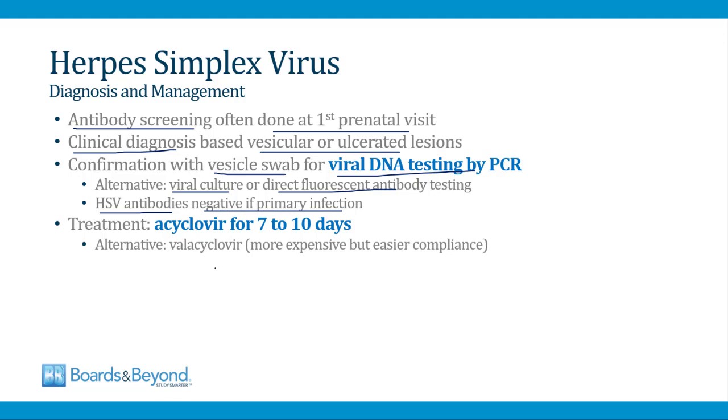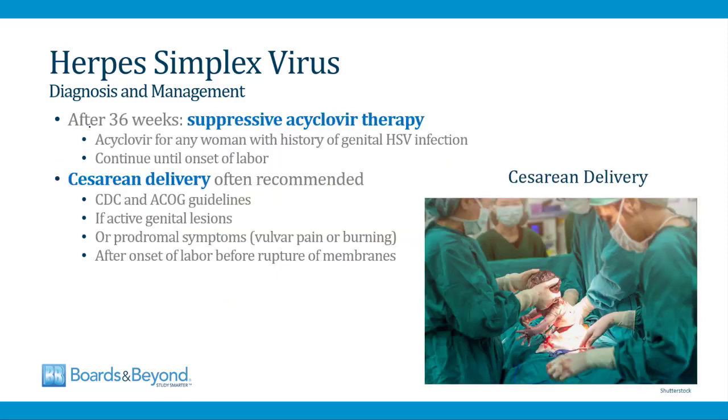And the treatment for women who develop eruptions of genital herpes during pregnancy is acyclovir for 7 to 10 days. As an alternative, valacyclovir can also be used. It's a more expensive drug, but it's easier compliance because the dosing is less frequent. After 36 weeks of gestation, women with a history of HSV infection are placed on suppressive acyclovir therapy. This is done for any woman with a history of a genital HSV infection, whether it was before pregnancy or during pregnancy. And then the acyclovir therapy is continued until the onset of labor.